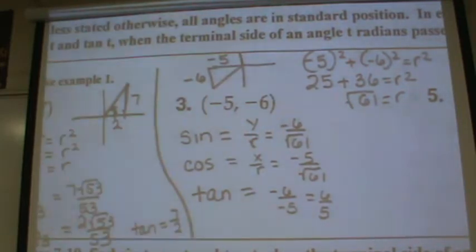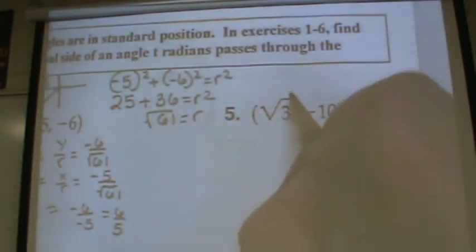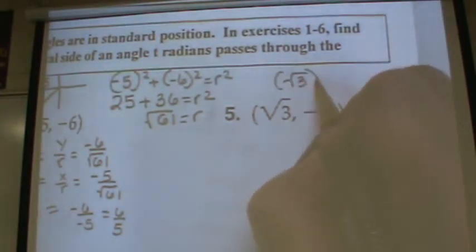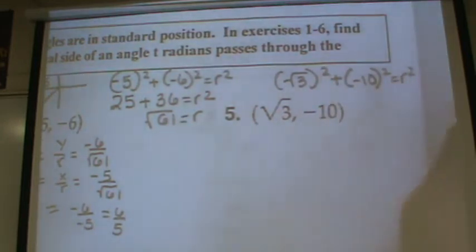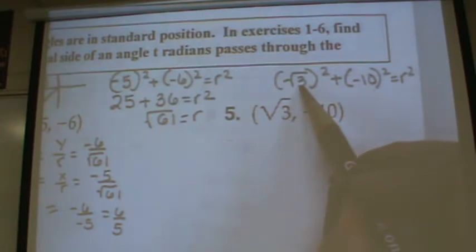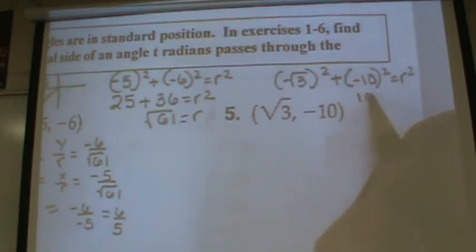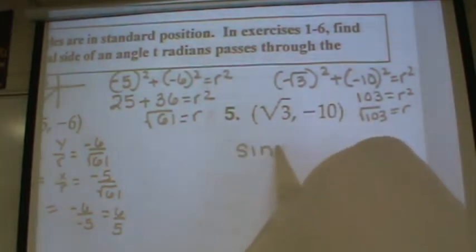And number 5. So you're going to square these. Why are we doing that? Because we need the radius. So this is going to be 100, and what's this going to be? What's the square root of 3 squared? 3. So this is 103. So what's r? Root 103. So what's the sine?